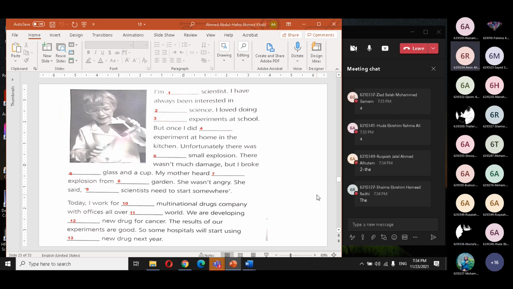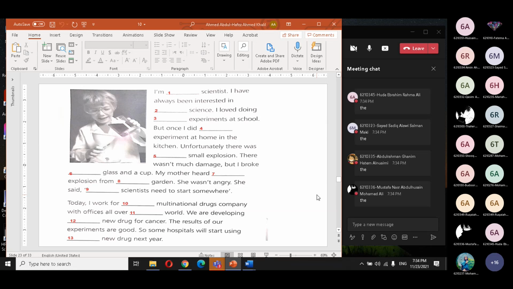Zero. No, wait, let's see. It can work with the, but it's better zero, because science here is general, not specific, meaning interested in science. The is usually for something specific, and she didn't say which science. Generally here you can use that but it's better zero article. So the sentence will be: I am a scientist. I have always been interested in science. Okay.